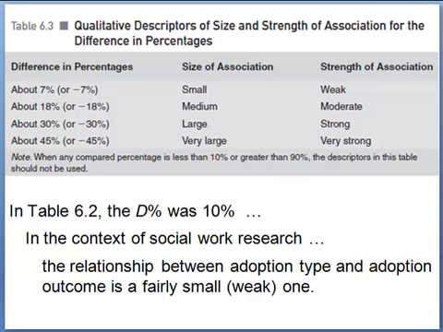So here are our qualitative descriptors for the difference in percentages. Differences in percentages of about 7%, or about -7%, are considered to be indicative of relationships that are small in size. And size of association and strength of association are in essence synonyms.